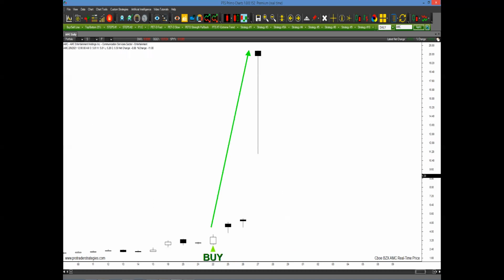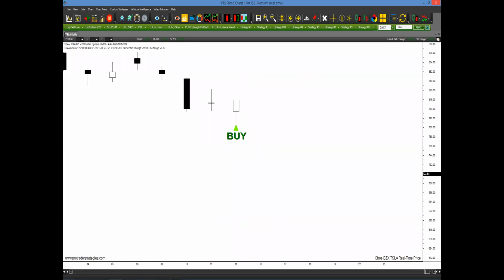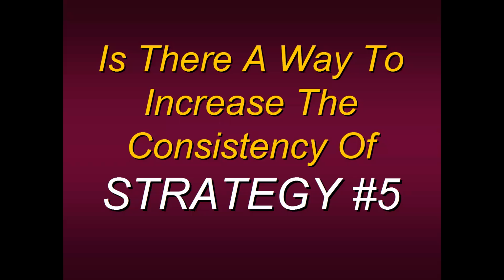As with all methods, sometimes you'll get some phenomenal signals like this one. This is an older chart in AMC. Remember when AMC took off? You'll get some phenomenal signals, but if you're not quick enough, or you don't fully understand the process, you can give away all of those profits in a matter of weeks. And even with some strategies that have high levels of consistency, just the way strategy number 5 does, sometimes you'll get a signal and it doesn't work at all. So is there a way to increase the consistency of strategy number 5? Yes, there is. And this brings us to our next edge.